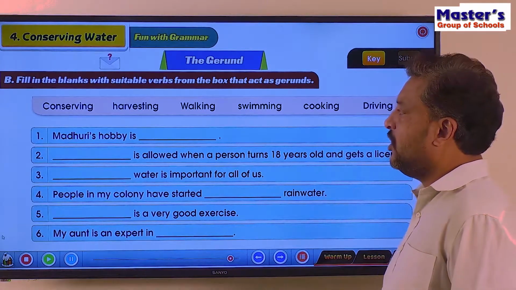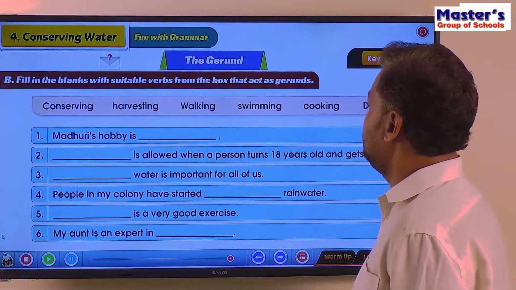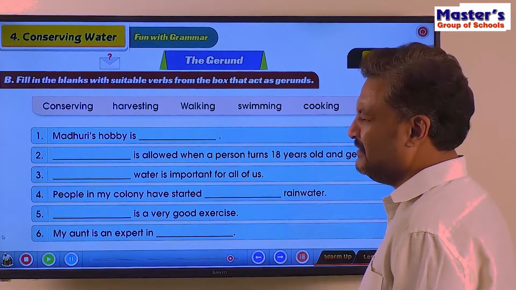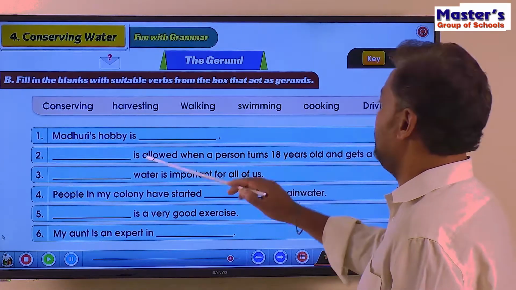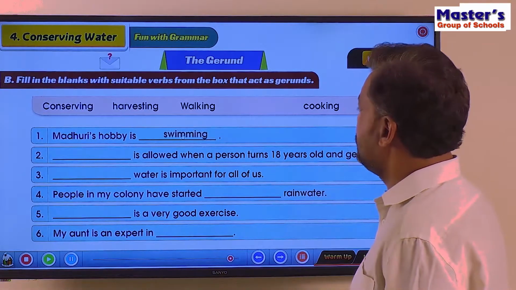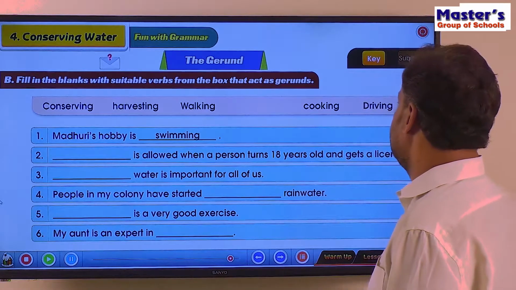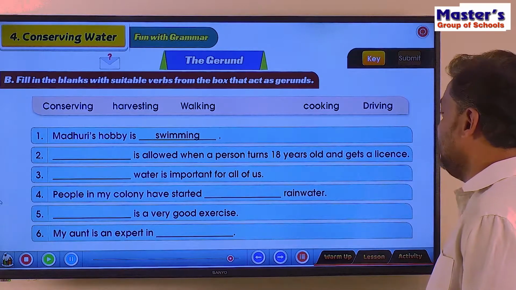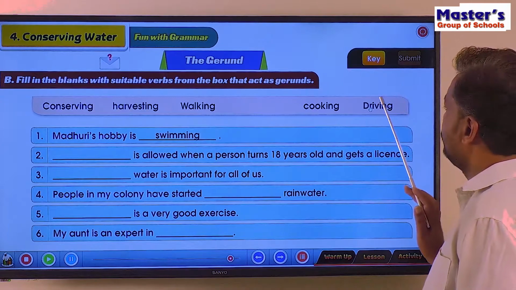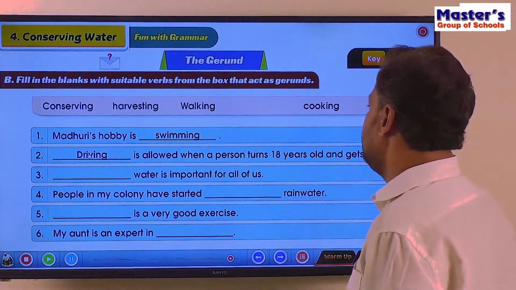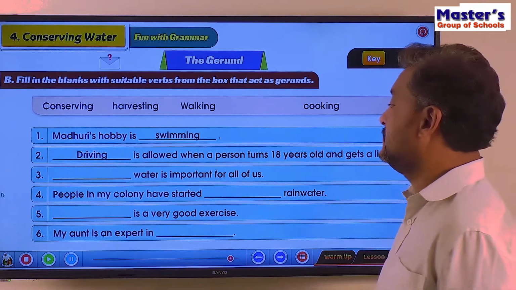So Madhuri's hobby is, what can be a hobby there? Conserving is not a hobby. Harvesting, no. Walking, no way. Swimming can be a hobby, isn't it? Yes. Madhuri's hobby is swimming. Dash is allowed when a person turns 18 years old and gets a license. License is needed for driving. Yes. So driving is allowed when a person turns 18 years old and is able to get a license.